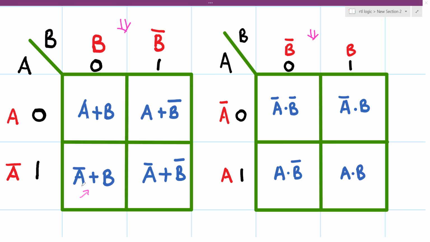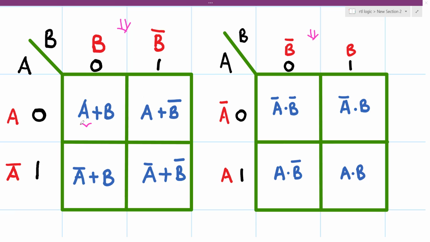In this cell, 1 means A bar, and B is 0, so A bar or B is the expression. Finally, in this cell, the value of A bar is 1, and the value of B bar is 1. In other words, both A and B are available in their complemented form. That's why the expression becomes A bar or B bar.